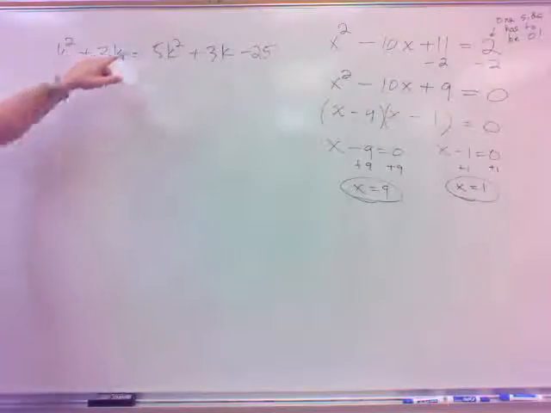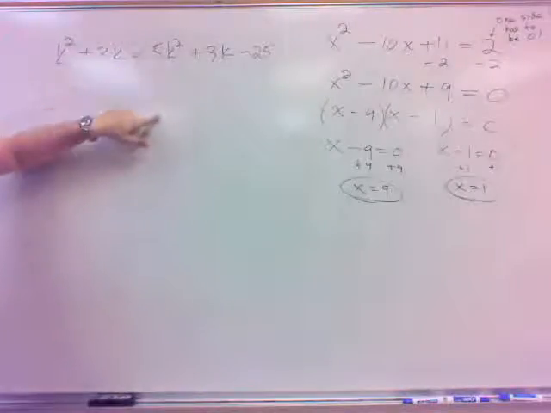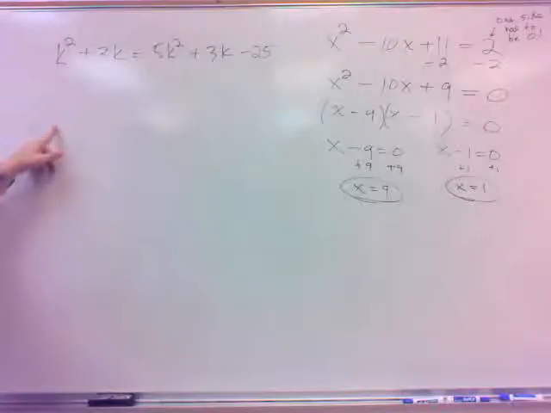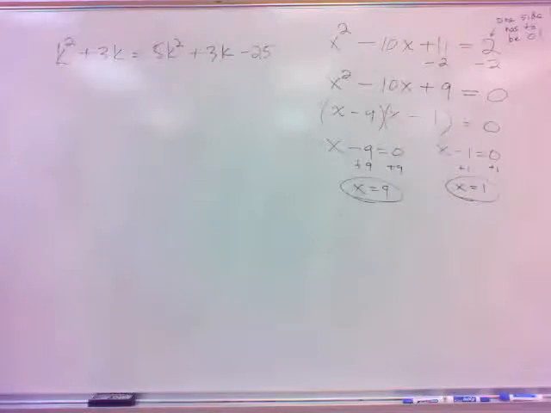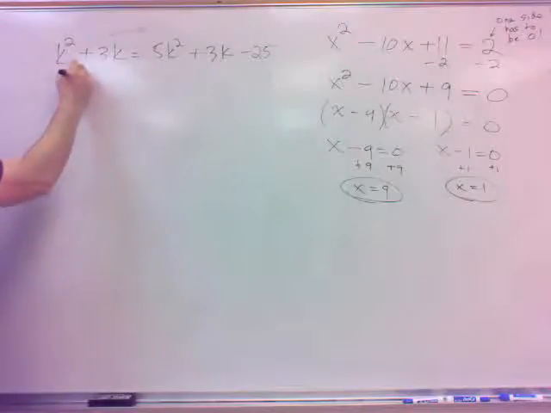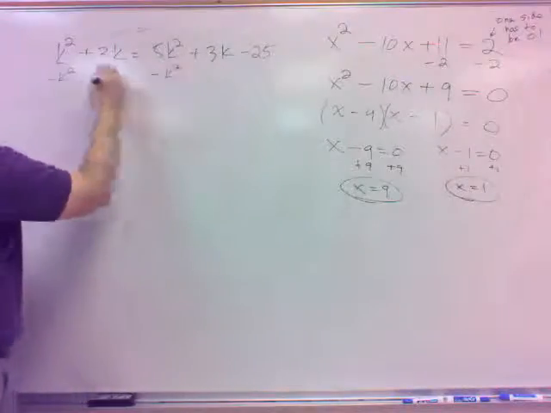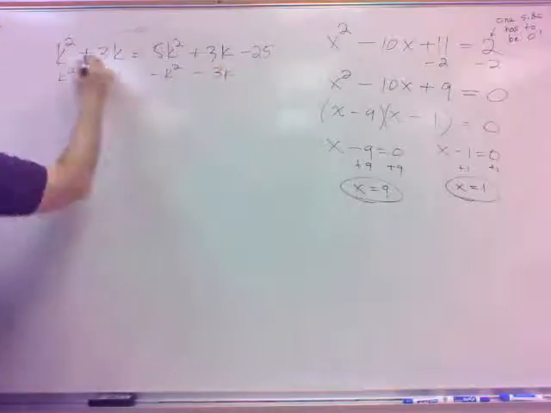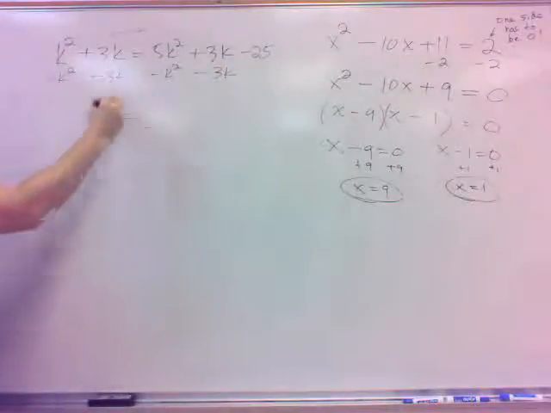If I subtract k squared, that's going to give me a positive k squared over here. If I subtract the 5k squared, that's going to give me a negative k squared. If I can avoid it, I don't want the squared term to be a negative. So I'm saying, let's move these terms to the right. Subtract the k squared and subtract 3k, which will 0 the left-hand side out.